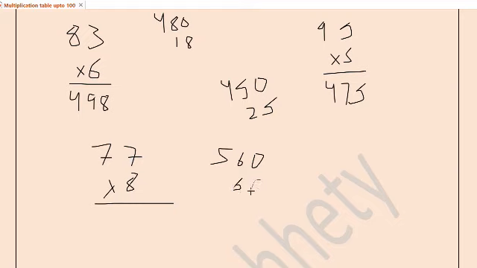So how am I thinking? I took 40 from this 56 and gave it to 560. So 560 plus 40 is 600. And the remaining is 16. So the answer will be 616. So this adding, if you learn, you can do it very quickly. Okay. Fourth question.